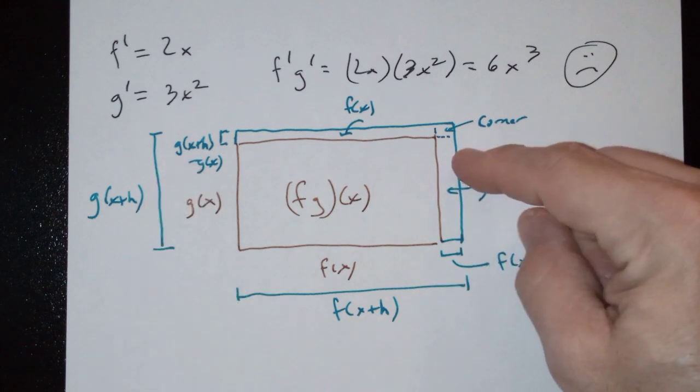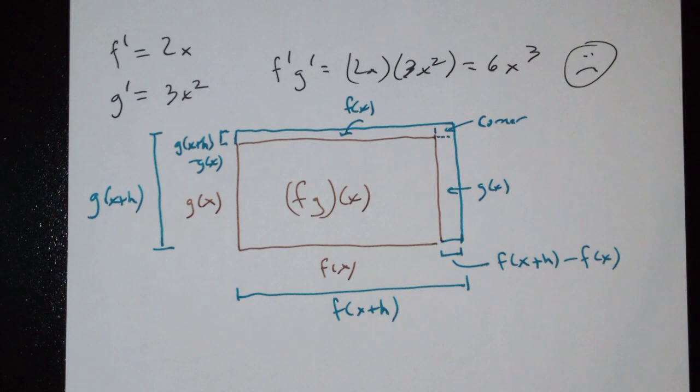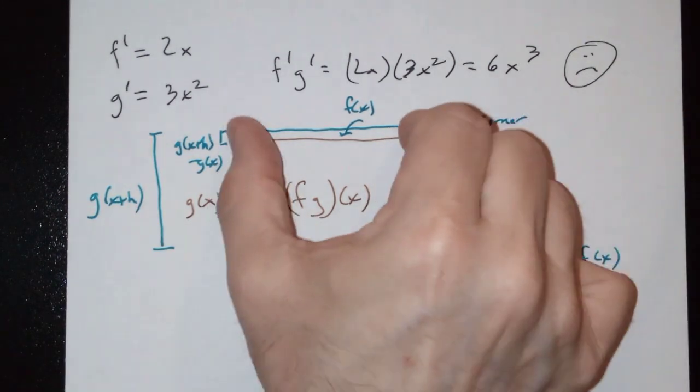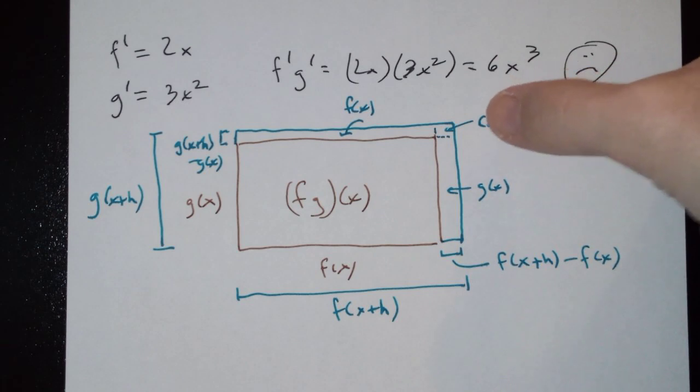What's going to happen over here? So if I want this piece and this piece, I have one that stays the same and the other becomes the derivative, and then in the other strip it switches. What about the corner?